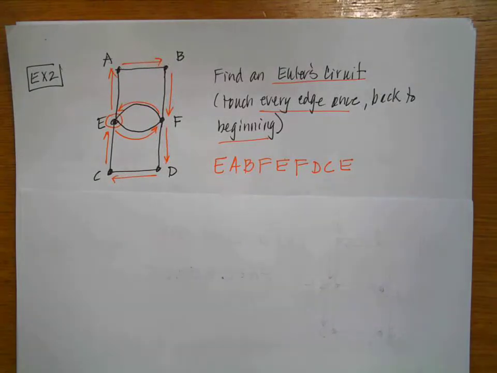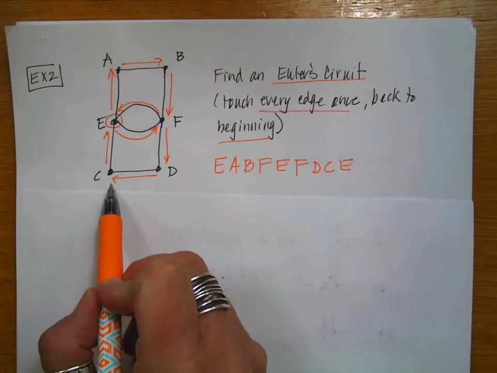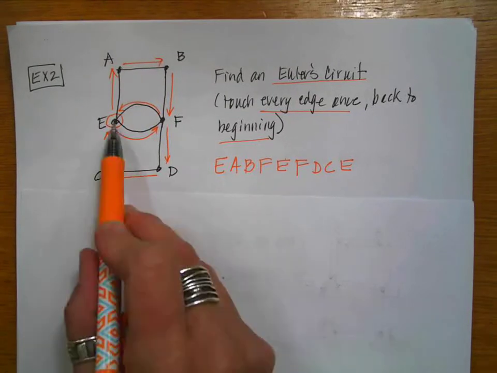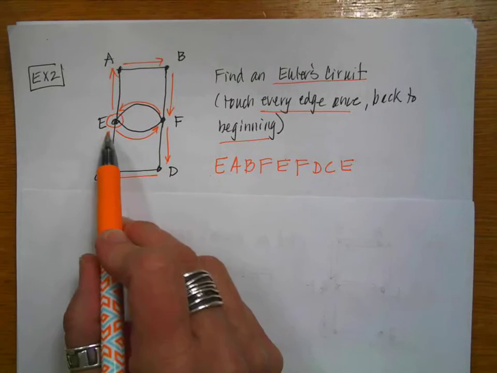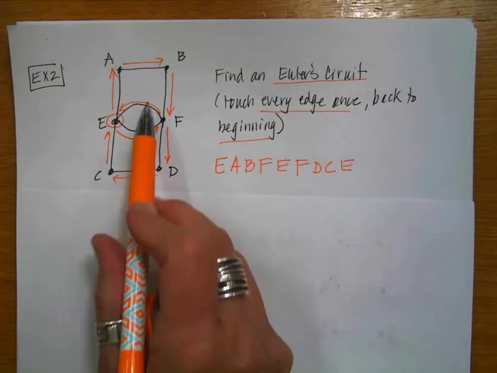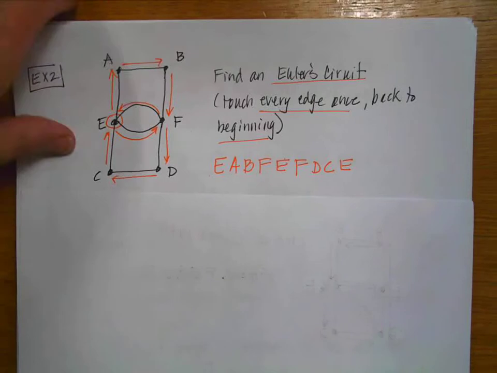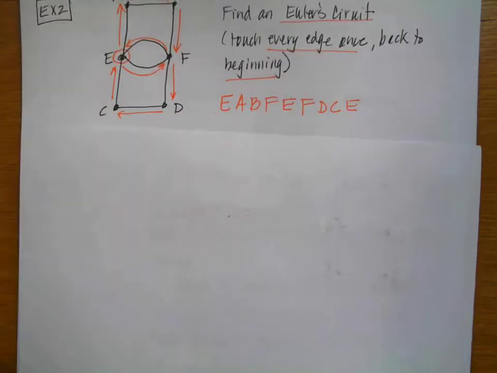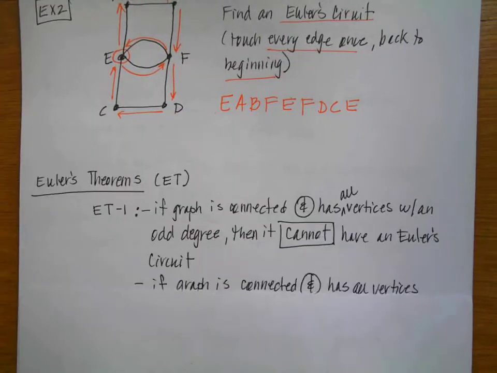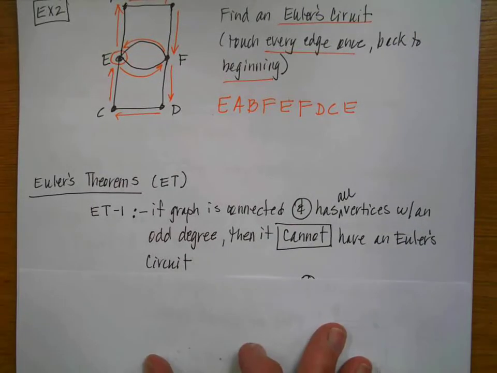So this will be an entertaining process, but you always want to make sure that you show your arrows to show the direction. Notice that I started and ended with E, so I made a circuit. I got back to the beginning, and I touched each edge only one time, which is the criteria for an Euler circuit. So now we have a couple little definitions that we're going to work through, and they're called Euler's theorems. So let's just start with this one.